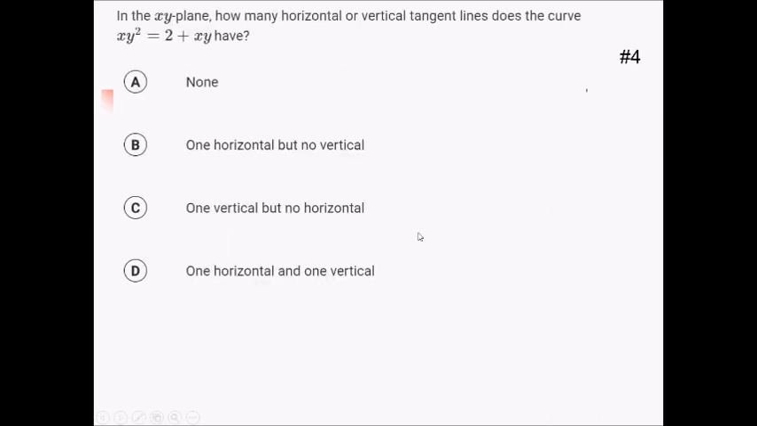Well, strap on your seatbelt for this one. This one's kind of a doozy. We want to know how many horizontal or tangent lines the curve xy squared equals 2 plus xy has. Now, on the face of it, this doesn't look like it's going to be too crazy. But in order to answer this question, first off, we need to find the derivative of this. So that's going to require implicit differentiation because we can't isolate y.